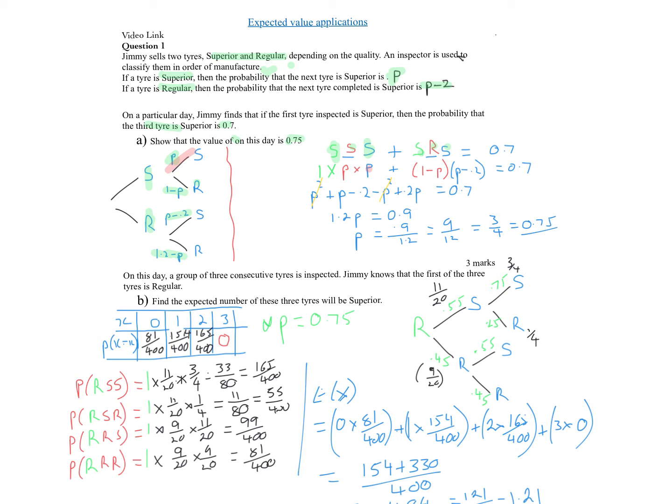The probability of SRS: again, the first probability is a 1 because we know it is an S. The second probability, an S to an R, is down this path, which is 1 minus P, and then I go from an R to an S, which is P minus 0.2. So the probability of an SRS is 1 times (1 minus P) times (P minus 0.2), all in brackets.